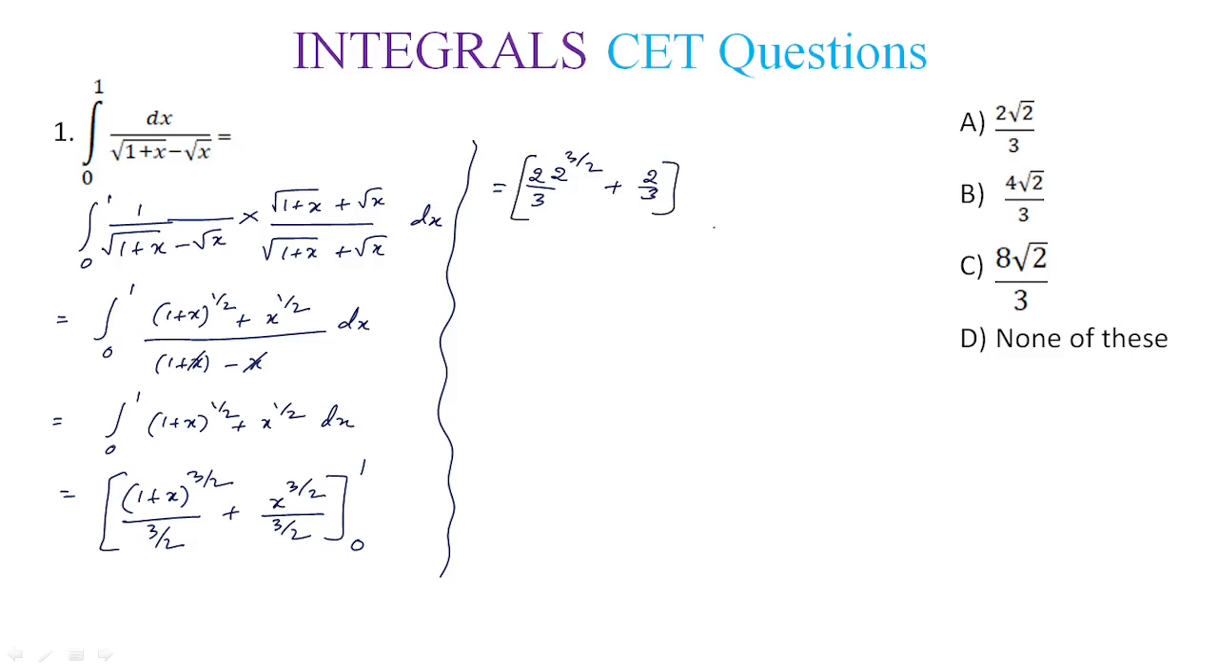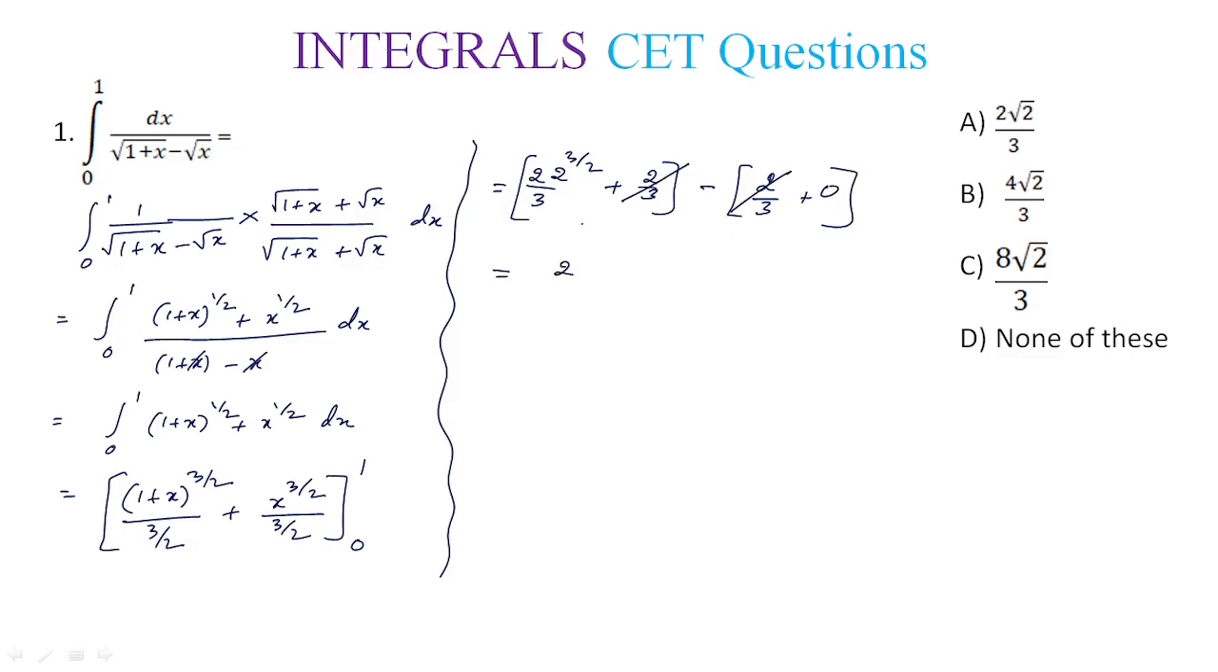Minus, substituting the lower limit, 1 plus 0, that is 1. 1 to the power of anything is 1, upon 3 by 2 is there. It will be into 2 by 3. So now let us write this as 2 by 3 plus 0 to the power of anything is 0. Okay, here you see this minus 2 by 3 and plus 2 by 3 get cancelled out. 2 into 2 raised to 3 by 2 by 3 is left.